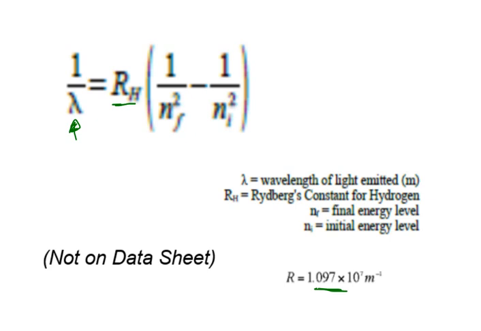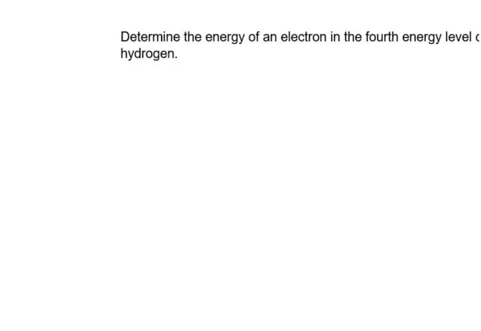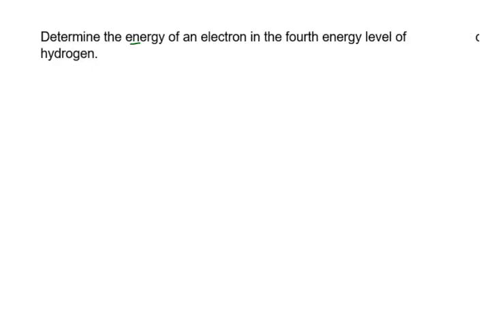and you could calculate what color of light you were going to get. So I want to try a question, even though this is not something you need to do. Hopefully it helps consolidate the idea. So I want to hop up to this example right here. Let's calculate the energy of an electron in the 4th energy level of hydrogen.